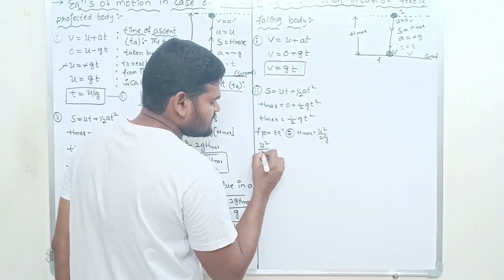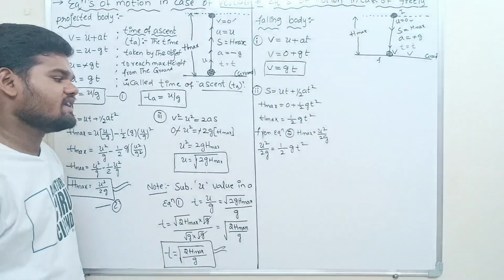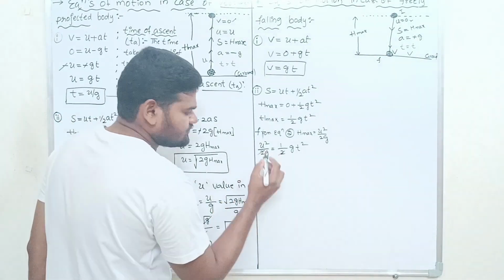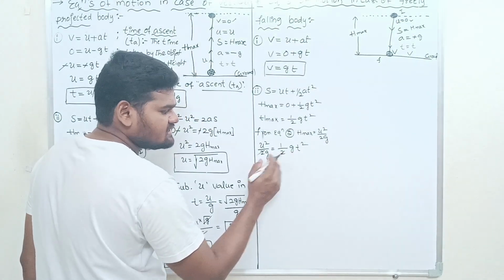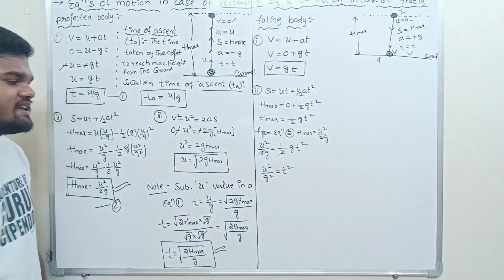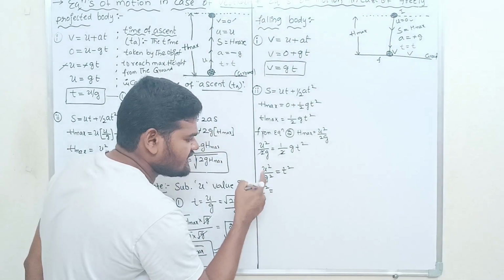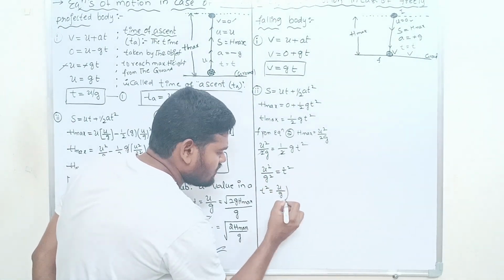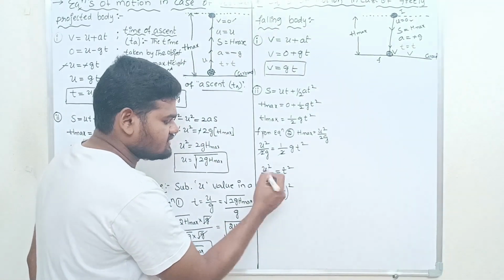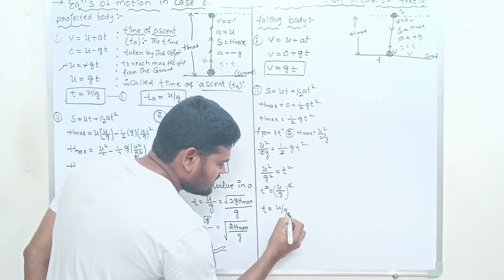So we get u square by 2g is equal to half g t square. The 2 gets cancelled out. Bring this g to this side. It becomes u square by g square is equal to t square. So we got t square is equal to u by g whole square. Again it becomes u square by g square. So the square gets cancelled out and we got time is equal to u by g.